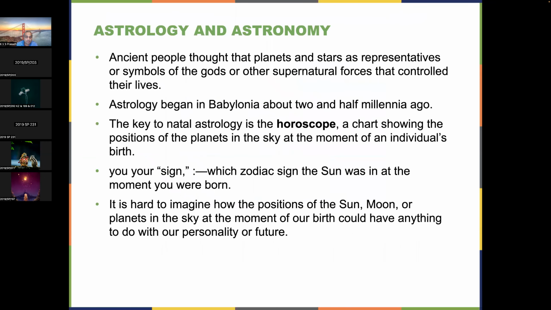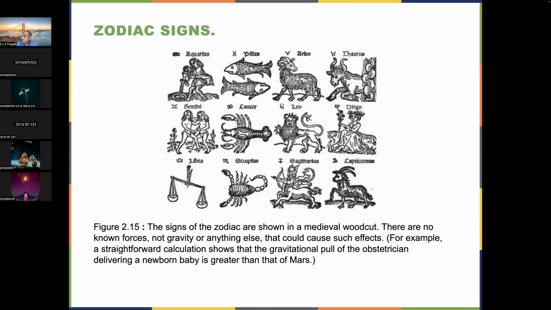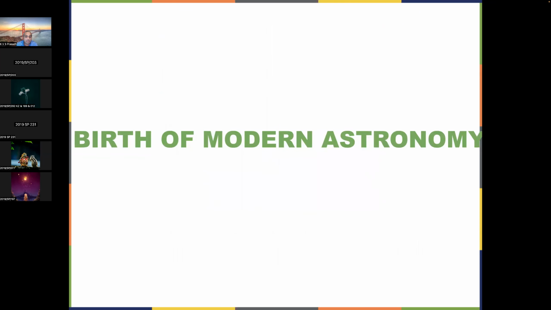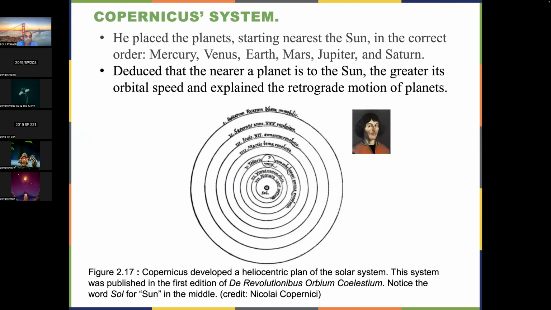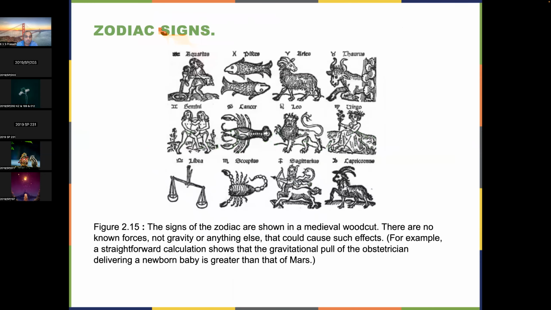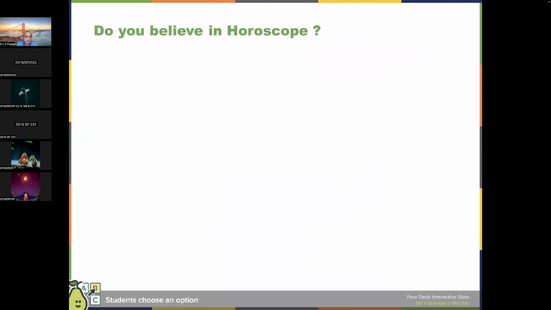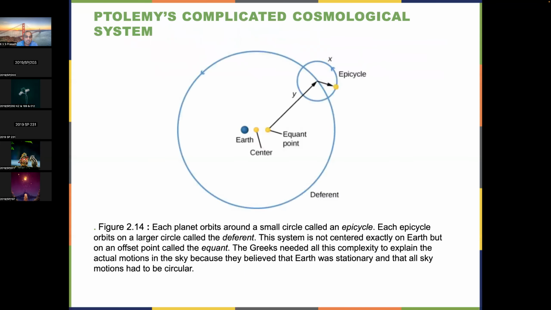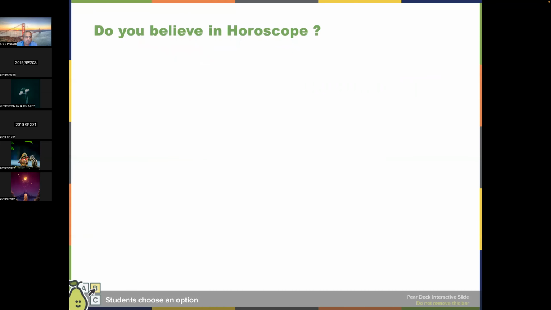Now to finish this and more movement, we will talk about the birth of modern astronomy on the next day. I will just finish this section with a very brief introduction about the horoscope. This is totally unrelated to us, but just for your general knowledge and to differentiate between astronomy and astrology, let me say a few words about the horoscope.